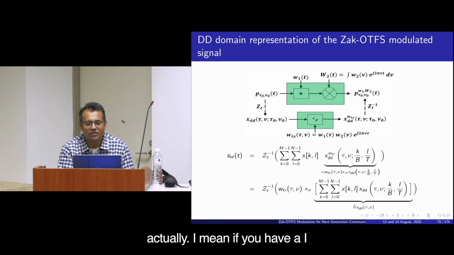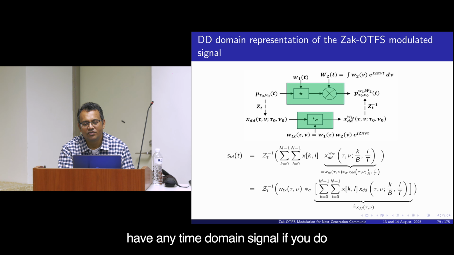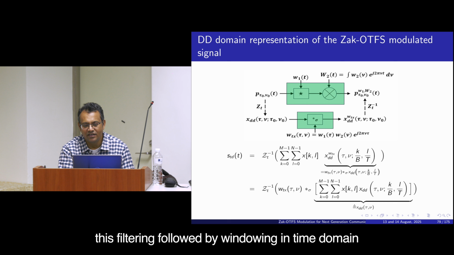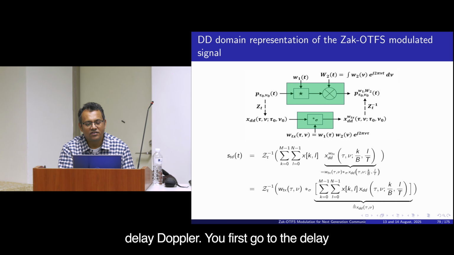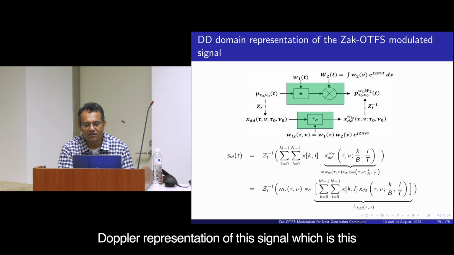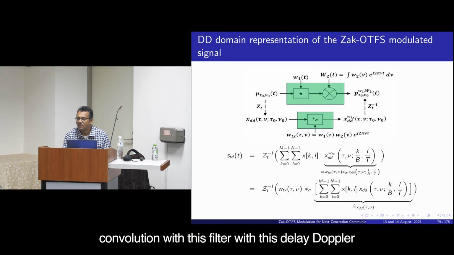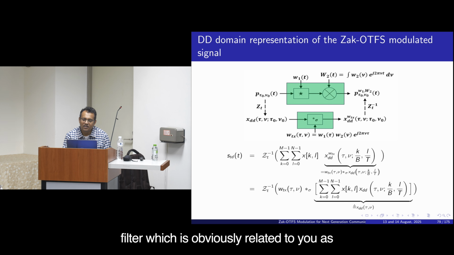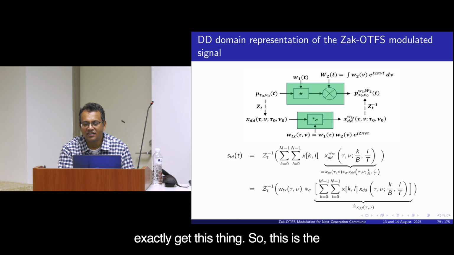This is not just for this signal, this is something very general. If you have any time domain signal, and you do this filtering followed by windowing in the time domain, you can alternatively do the same thing in delay Doppler. You first go to the delay Doppler representation of this signal, and then you just do a twisted convolution with this delay Doppler filter, which is obviously related to the same W1 and W2. Of course, this W2 is the Fourier transform of this capital W2. And after filtering, whatever you get, you go back to time, you will exactly get this thing.